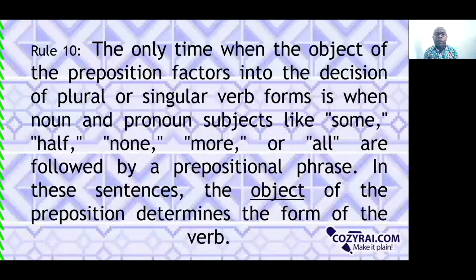The only time when the object of the preposition factors into the decision of plural or singular verb forms is when noun and pronoun subjects like some, half, none, more, or all are followed by a prepositional phrase. In these sentences, the object of the preposition determines the form of the verb. Let's see how the examples will clarify this complex rule.